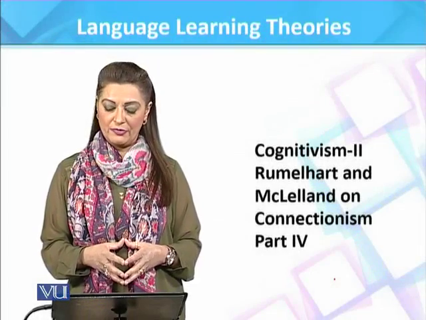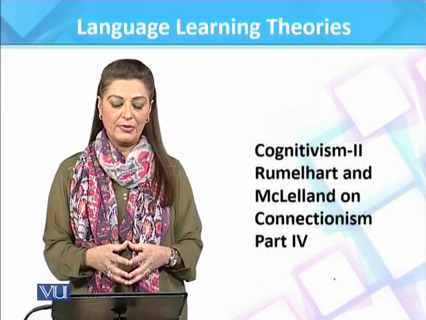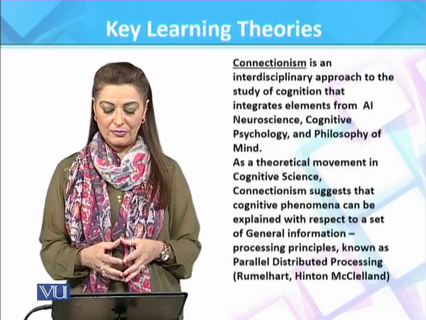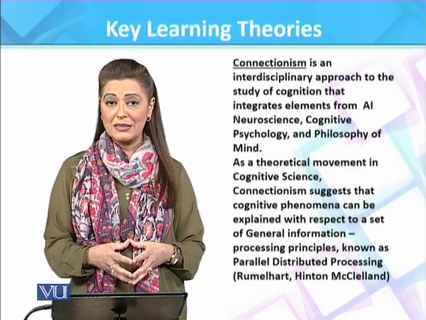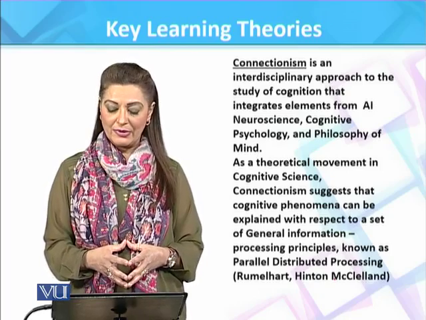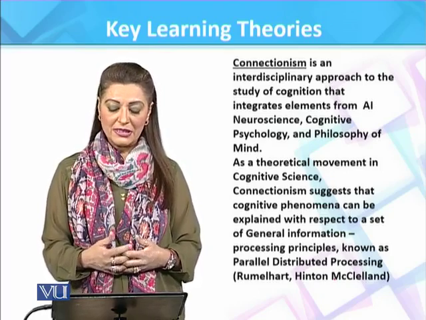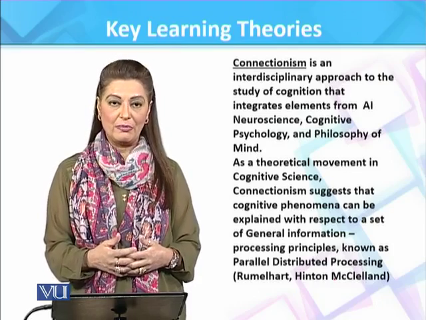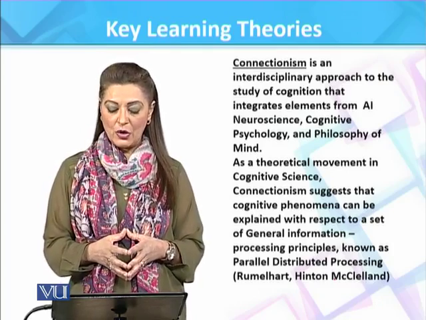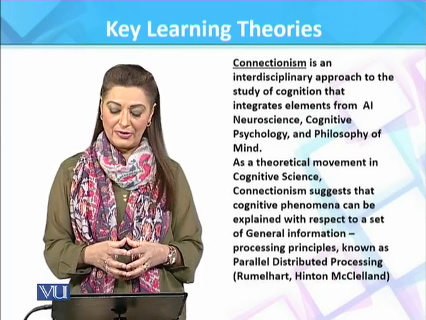The fourth part of cognitivism is related to the understanding of connectionism from the Rumelhart and McClelland point of view. Connectionism is an interdisciplinary approach to the study of cognition that integrates elements from artificial intelligence, neuroscience, cognitive psychology, and philosophy of mind. So it has its role in all these multiple areas which basically lay down the foundation in terms of the understanding of cognitive sciences.